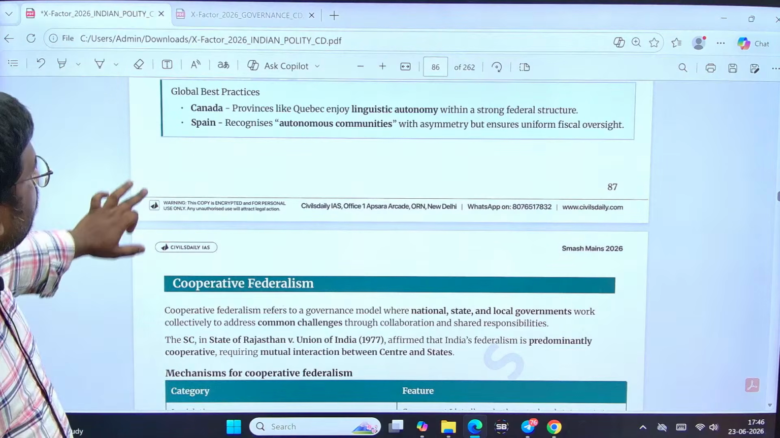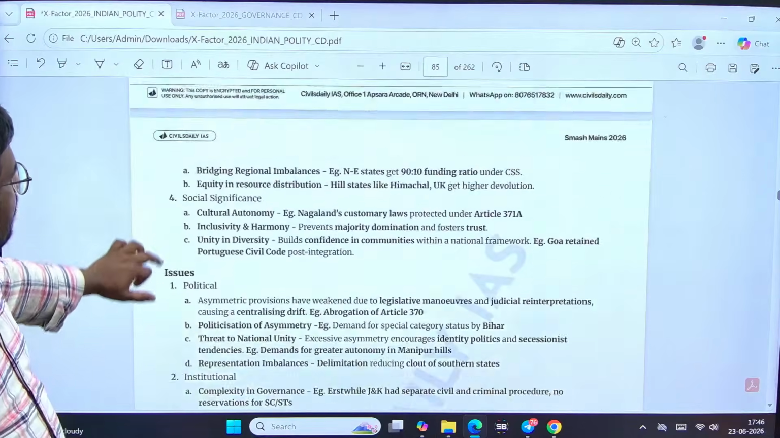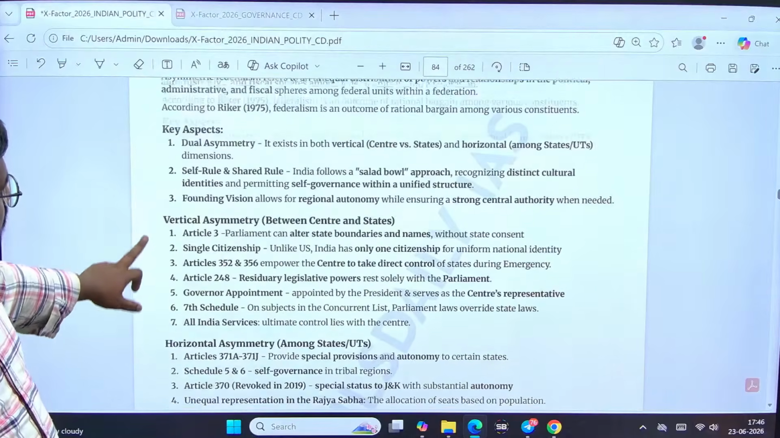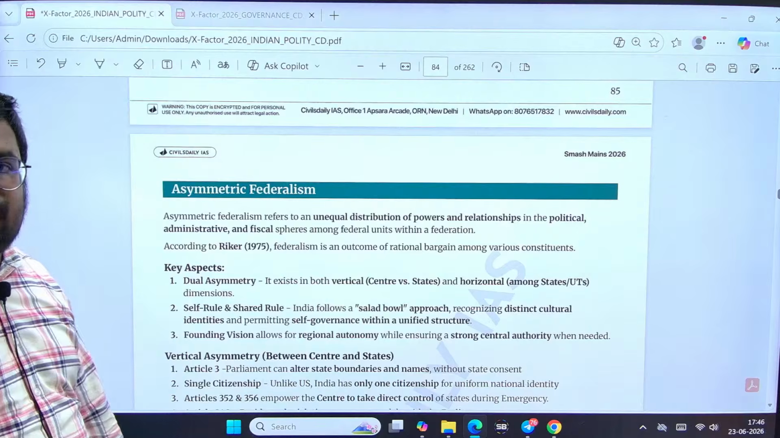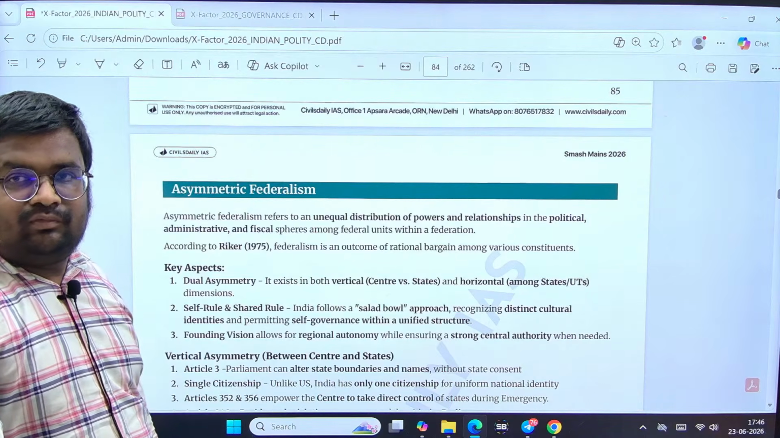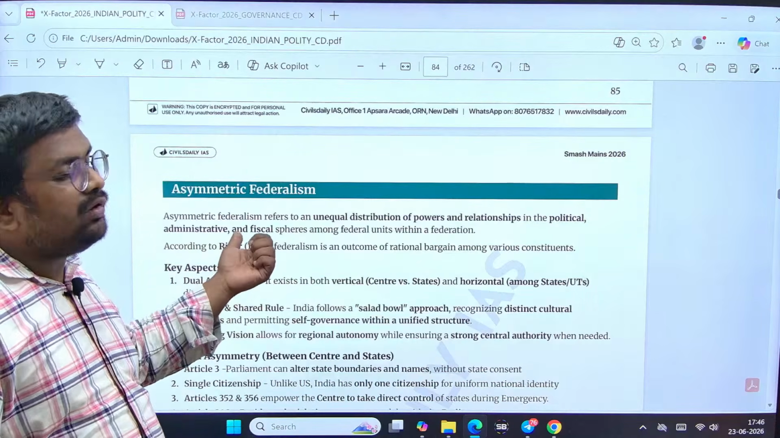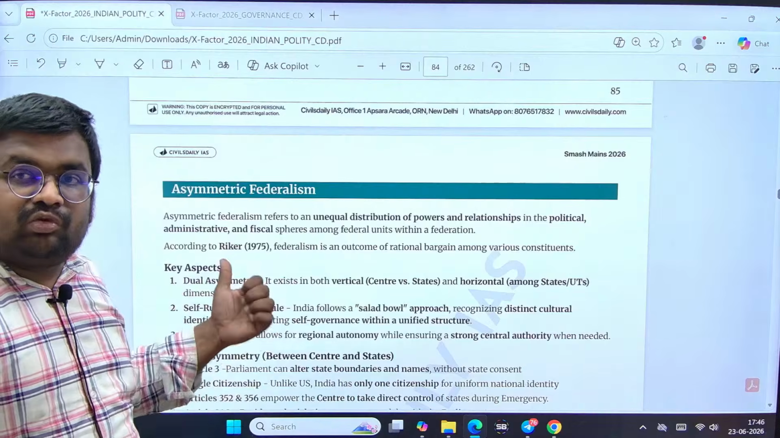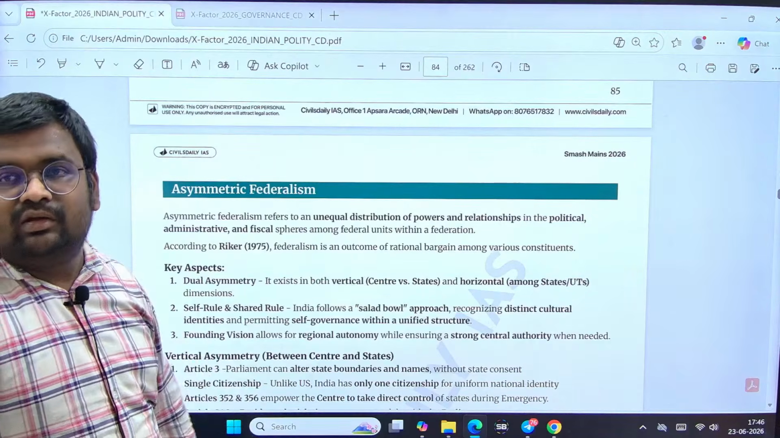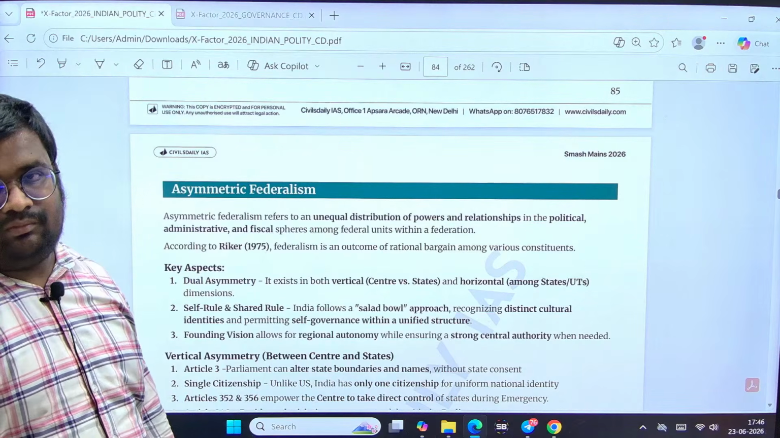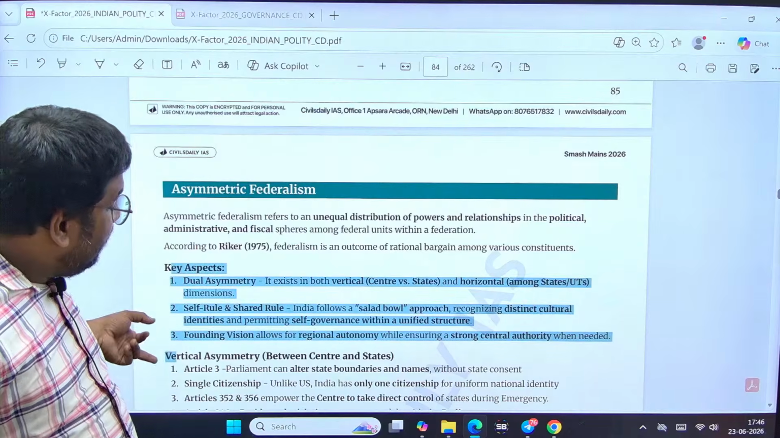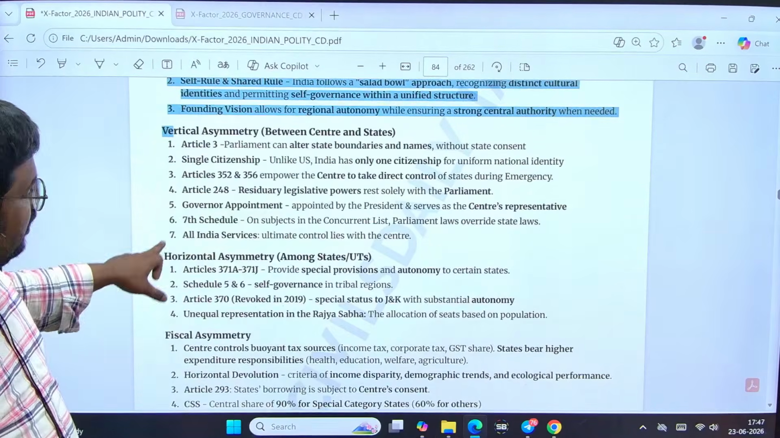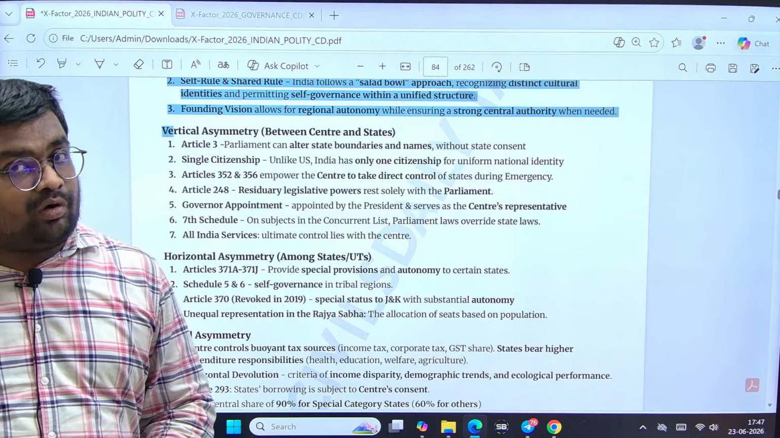And entire asymmetric federalism we have covered in 2 pages. So we have not covered it very lengthily, right. Why? Because our philosophy is to give you the content that you can directly write as it is. So because of that, the length of points is shorter, but the coverage is broader.